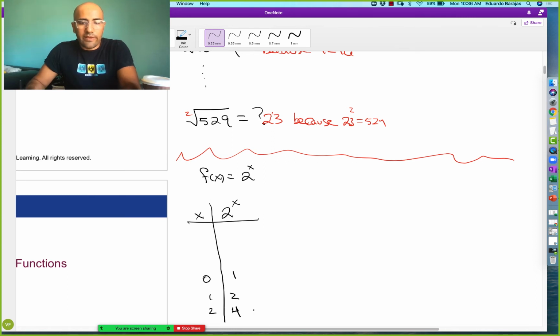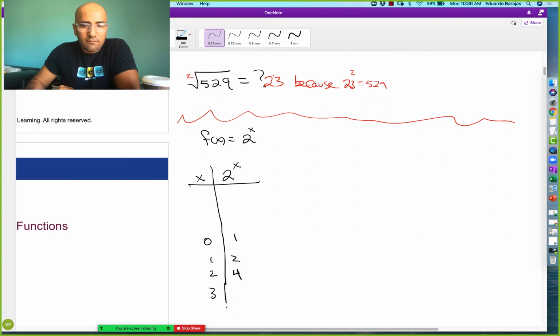When we have 3, that leads us to 8. Right? 2 to the third power is 8. -1 leads us to 2 to the -1 power, which is going to be 1/2. -2 is going to be 2 to the -2 power, which leads us to 1/4, right? And so on and so forth. These are exponential functions, right? An exponential base 2. So we want to be able to go backwards, in reverse. What is the value of x such that 2 to the x power gives us this particular output?